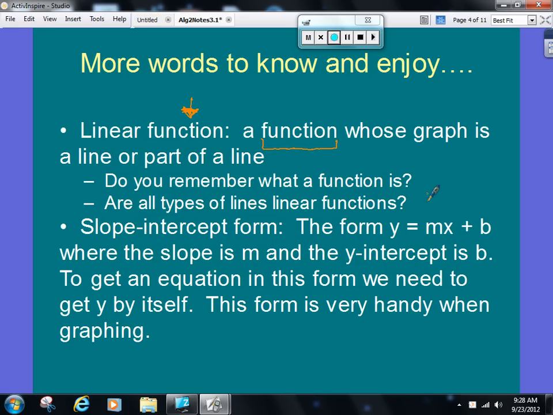So I'm asking you, are all types of lines linear functions? I want you to think about that for a second. The answer is no. There is one line that's not a function. And I think you can figure out which one it is when you remember the other way you could test. You're testing to see if something's a function by checking the x's, that's one way, or the one that a lot of you like the most, the vertical line test. I'm pretty confident a vertical line will not pass its own test.